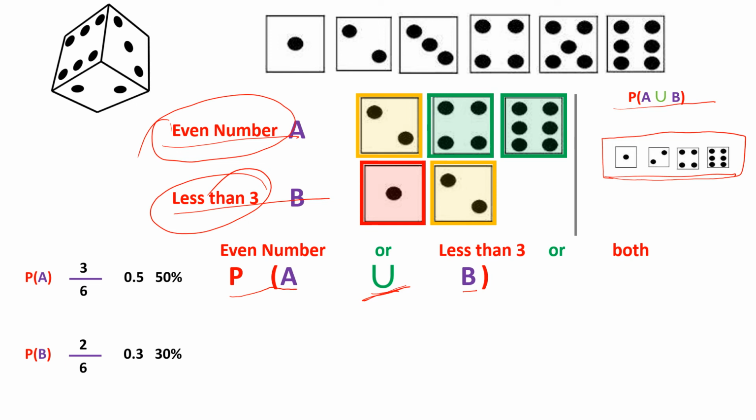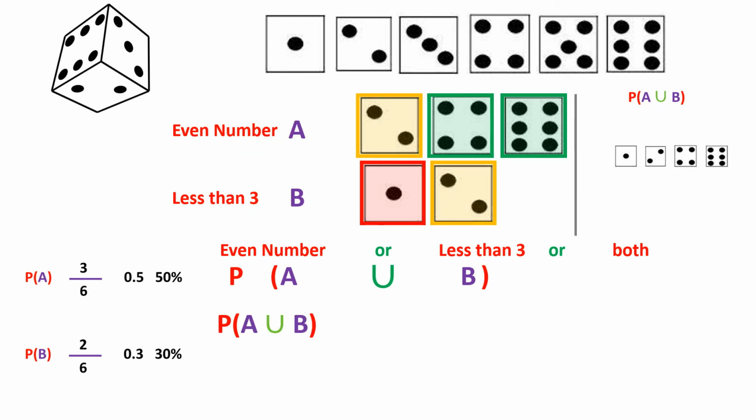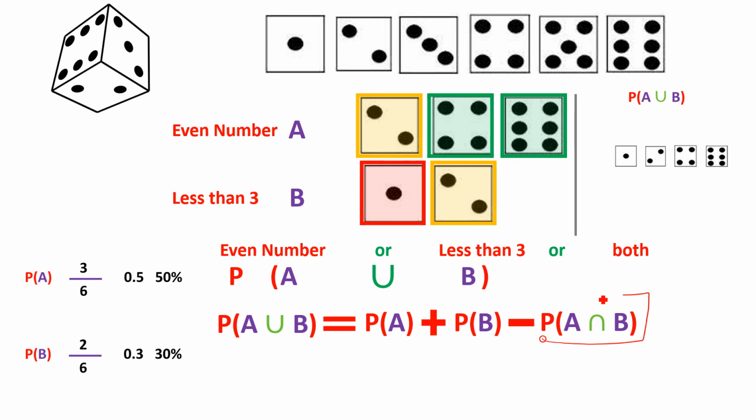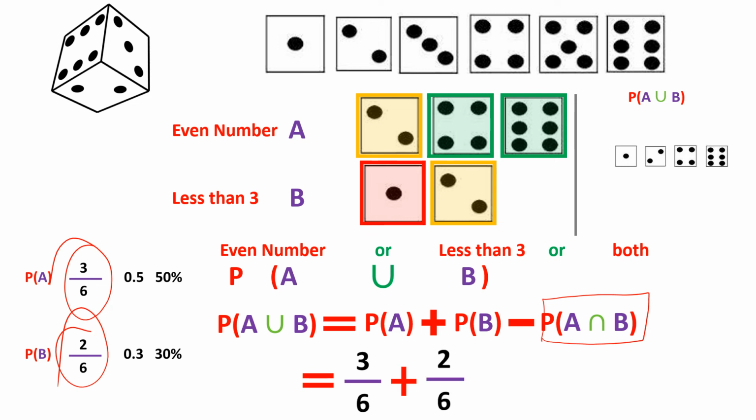Let's try to put this in the form of mathematics. Here we're going to say probability of A union B equals probability of A plus probability of B minus probability of A intersection B. You remember in the previous example we calculated probability of A intersection B. So how are we going to put it over here? Probability of A plus probability of B comes over here, and minus probability of A intersection B, which we got as 1 by 6. Now when you solve this you get 4 by 6, and when you solve this further you get 0.66.